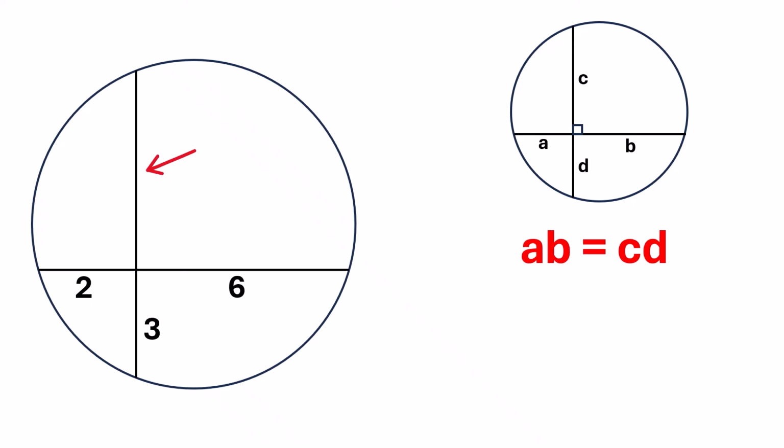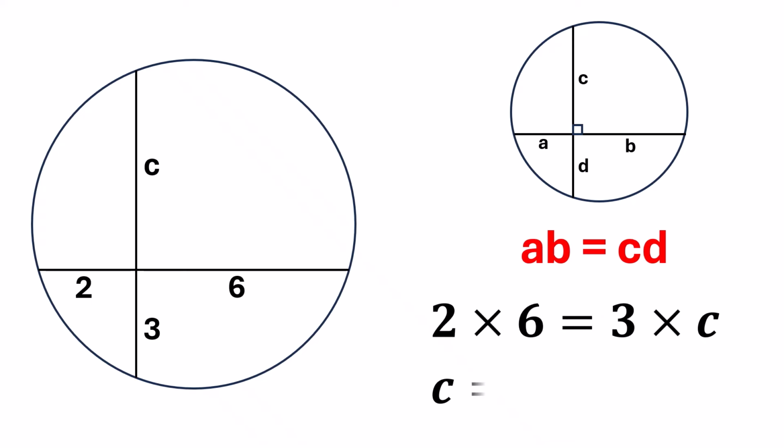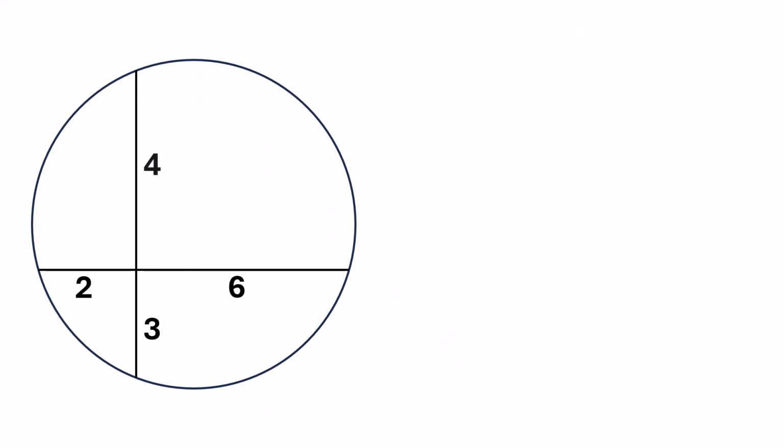Suppose this length is C. According to the theorem, 2 times 6 is equal to 3 times C. Solving this, we get C is equal to 4. Now substitute the value of C.